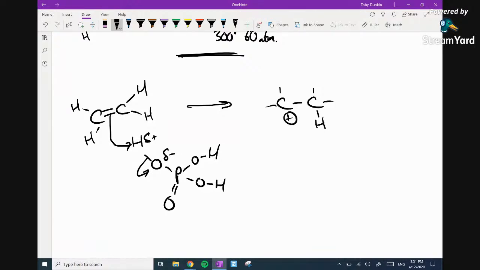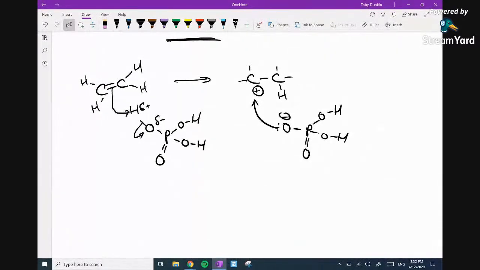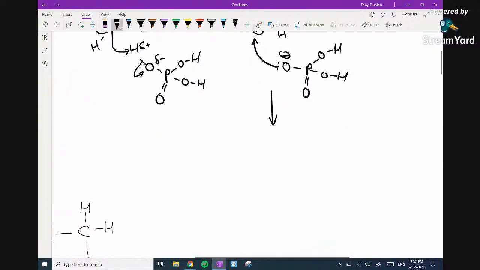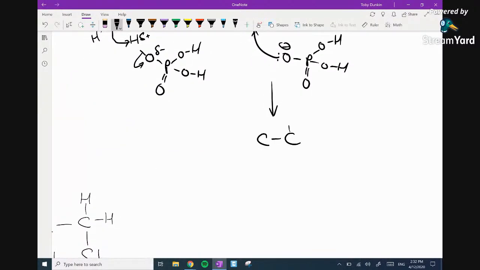So there's my ethane, and now I've got O fully negative. I'm going to go POH, OH, double bond O, right? And that's going to hop on. So I've now formed this structure. This is what I've now formed, ethyl hydrogen phosphate. Just going to flip it over to make it easier to understand. There we go. Right, now this is extremely polar.